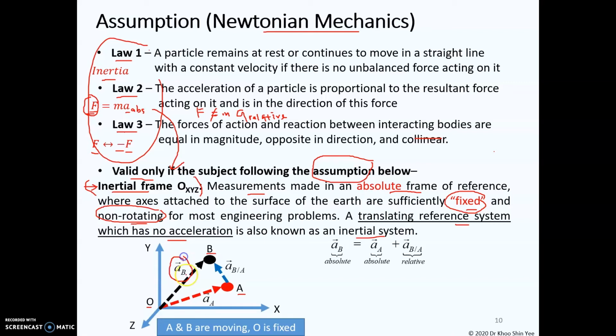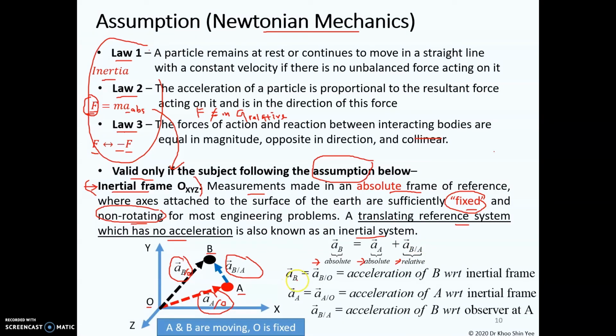The acceleration of B that is measured with respect to O is called the absolute acceleration because the O here is not moving. And then you have the acceleration of A that is measured with respect to O. Since O is not moving, therefore the acceleration of A is an absolute value. Then you have the acceleration of B that is measured with respect to A here. Since A is moving as well, therefore we call this relative motion.